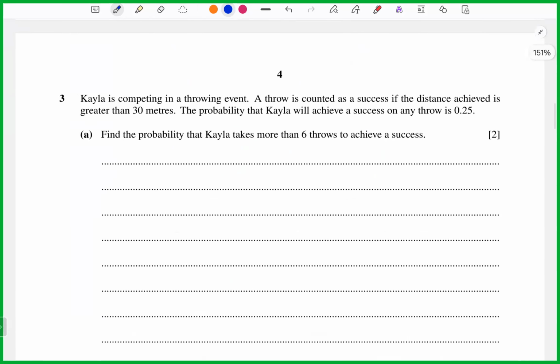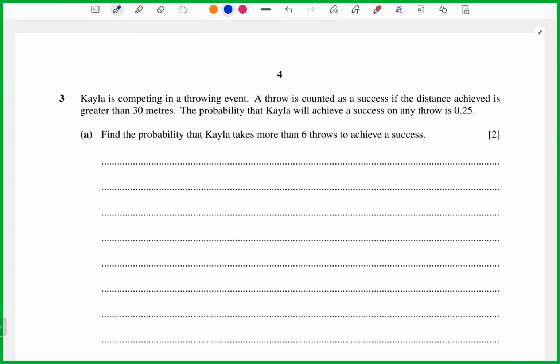Let's go to the next question. Question 3. Kaia is competing in the throw events. A throw is counted as a success if the distance achieved is greater than 30 meters. The probability that Kaia will achieve a success on any throw is 0.25. A. Find the probability that Kaia takes more than 6 throws to achieve a success. When you see this, it means they need to repeat many times until she can succeed in these events.